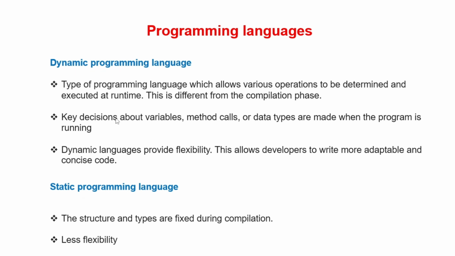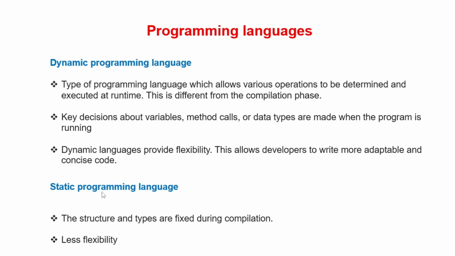So one class of language is called dynamic programming language. This type of programming language allows various operations to be determined and executed at runtime, and this is different from the compilation phase. Key decisions about variables, method calls, and data types are made when the program is running. In a nutshell, dynamic languages provide more flexibility because these allow the developer to write more adaptable and concise code.